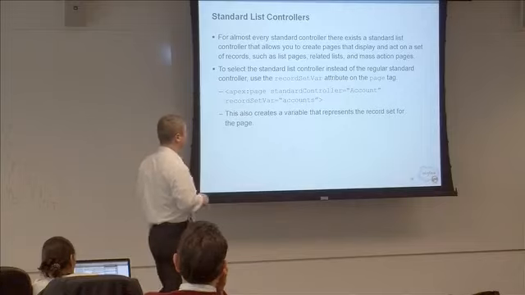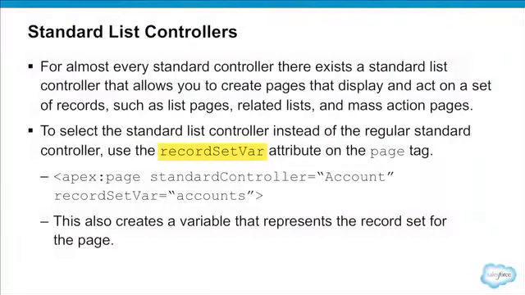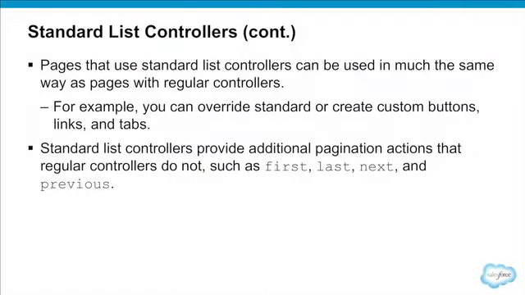And one of the things that we might choose to do is to use the standard list controller. To use the standard list controller, there's an additional attribute called record set var. And so this would represent the list of records that we might want to work with. As I mentioned before, there is a list action method, but there's also, when we're working with the standard list controller, there are pagination methods. So we can go first page, last page, next page, previous page. In addition, we can also create custom controller code that works with the standard list controller in order to return lists of results and to do pagination for when we're iterating over multiple records.